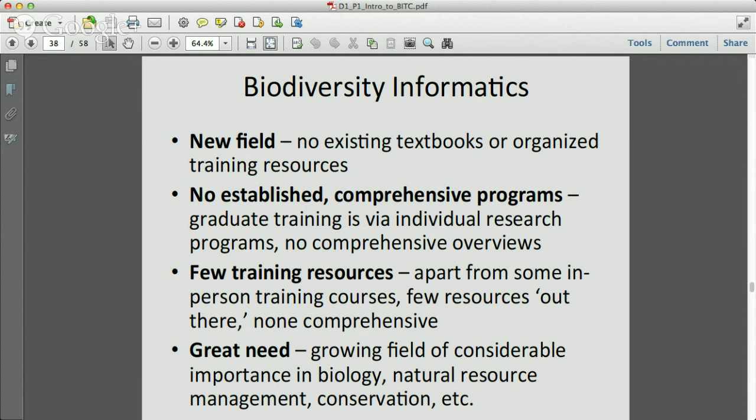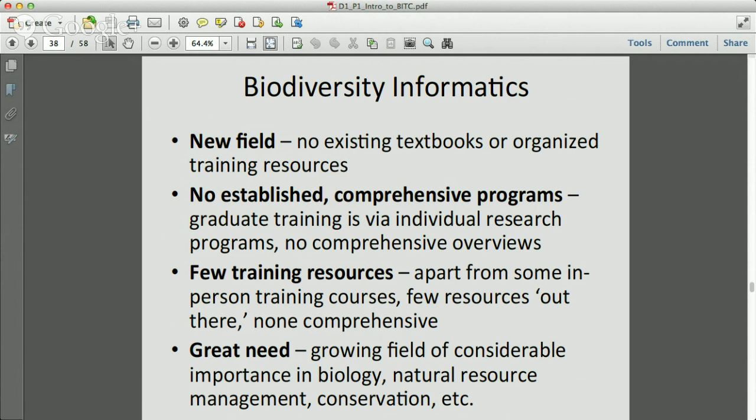So back to biodiversity informatics. This is a new field. There are no existing textbooks. There are no organized training resources. There are no established comprehensive programs. Like there's still nowhere where you can go and get a doctoral degree in biodiversity informatics that gives you a complete overview of the field. There are very few training resources. We see isolated in-person training courses. There are a few resources out there, but nothing comprehensive.